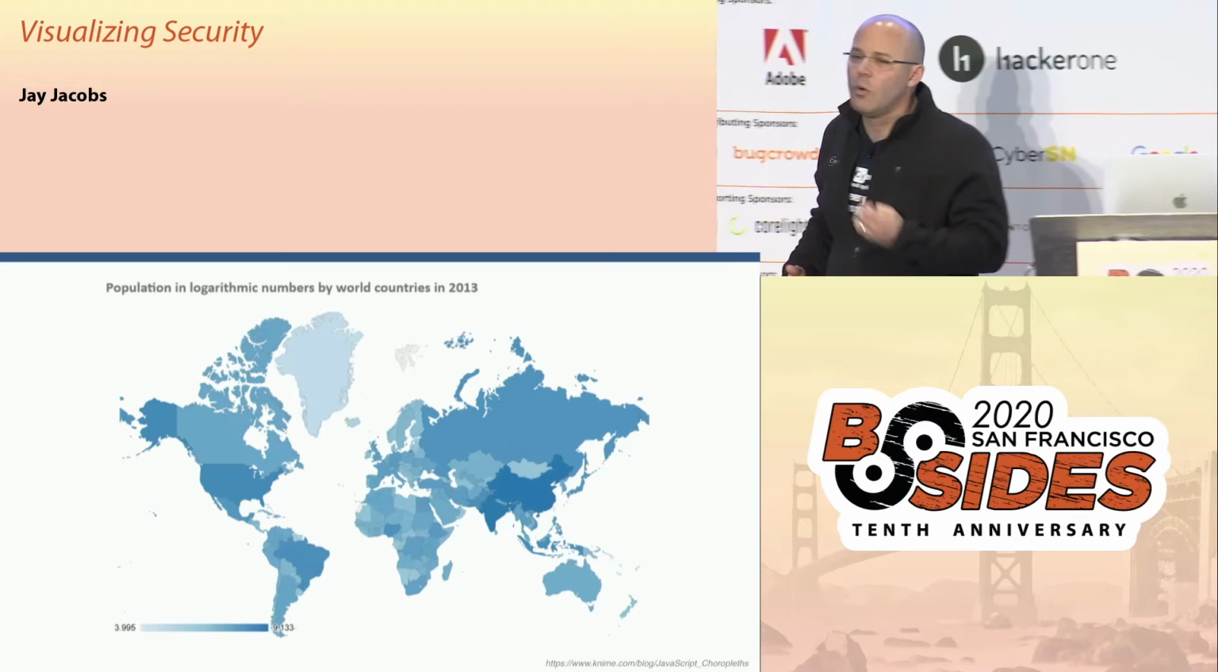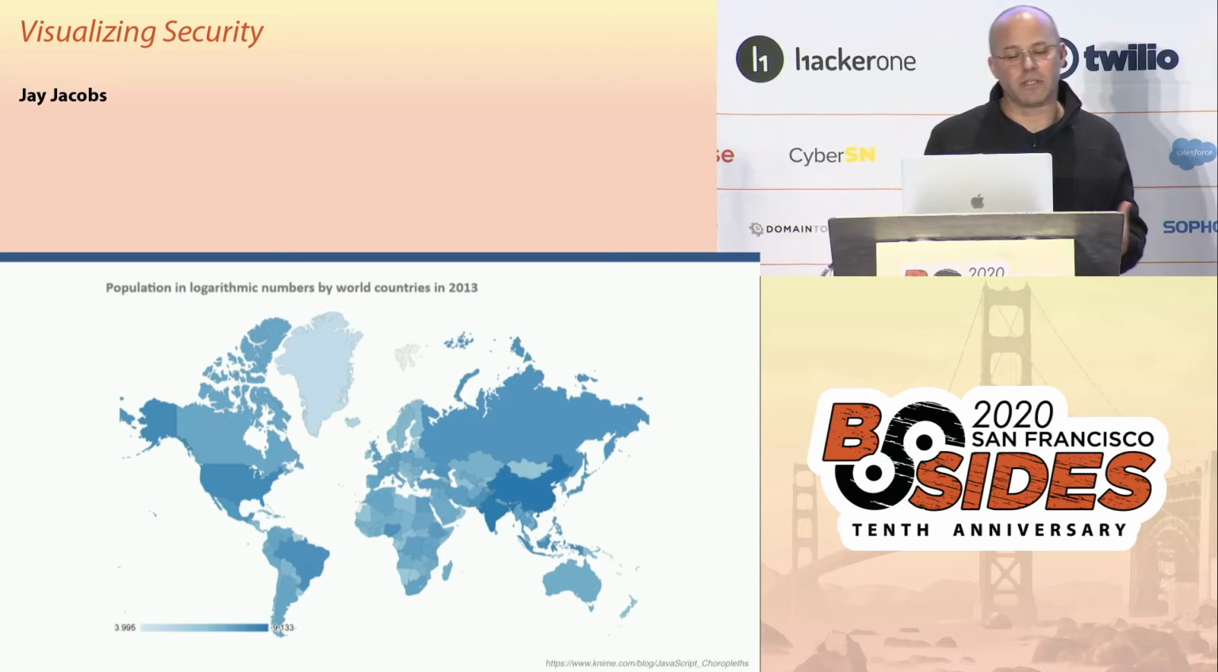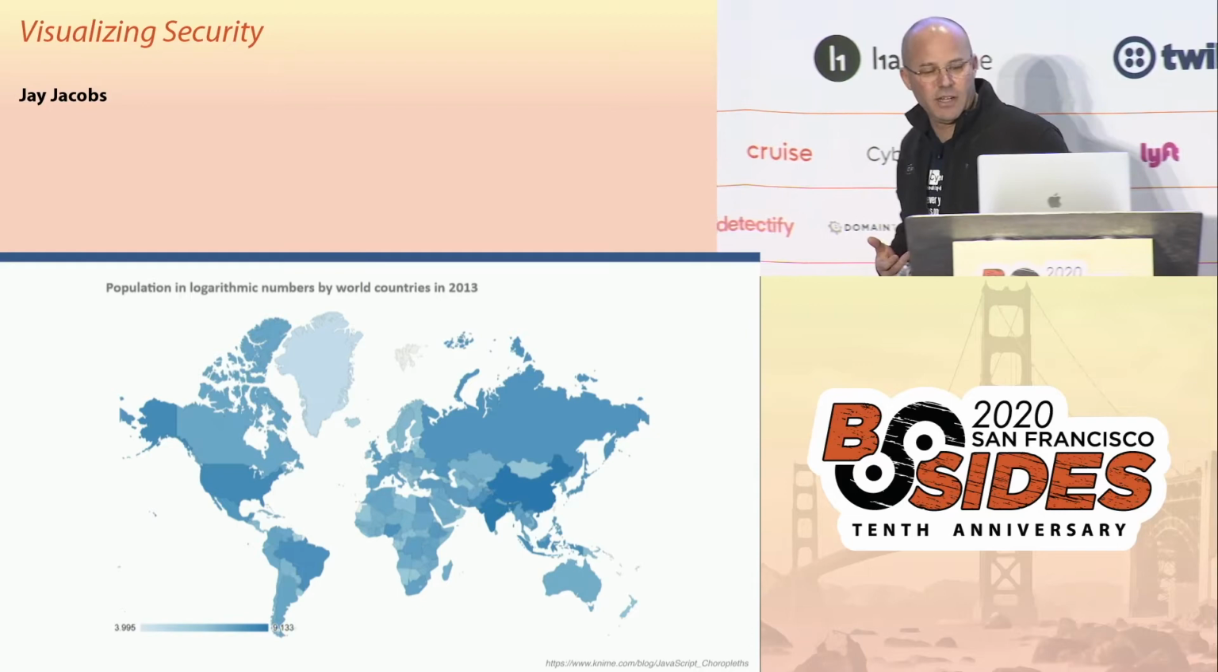The scale is absolutely worthless. What is the population of the US here? It's like a medium blue. You know, that's about the best you can do here.